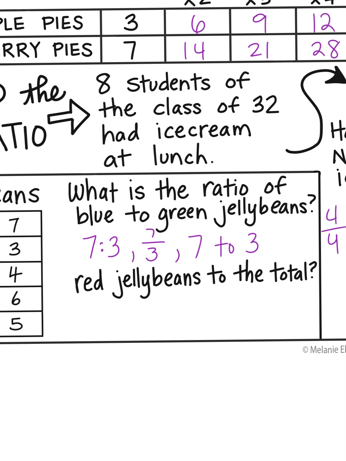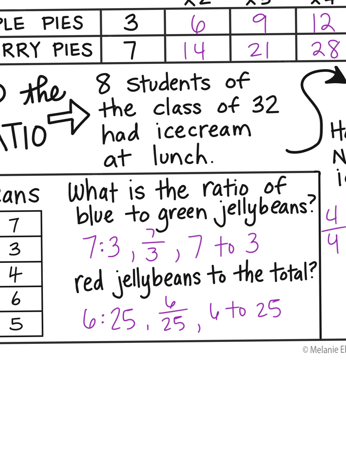What about red jelly beans to the total? What would that look like? 6 colon 19. This is 10, this is 20, this is 5. Total. 25. You still have to include the red. So I could do 6 to 25.